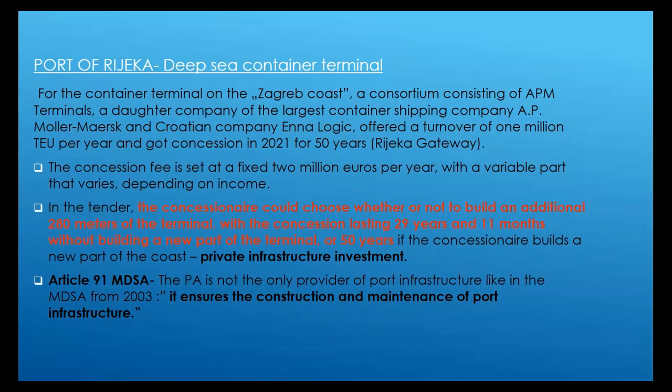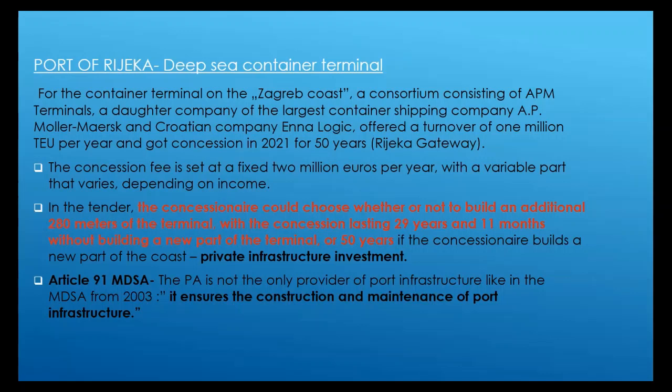I will talk about this one concession which is given to the deep sea container terminal. For the container terminal on the Zagreb coast, the so-called Zagreb coast, a consortium consisting of APM Terminals, a daughter company of the largest container shipping company Maersk, and the Croatian company Enna Logic offered a turnover of 1 million TEUs per year and got the concession in 2021 for 50 years. It's the so-called Rijeka Gateway project.